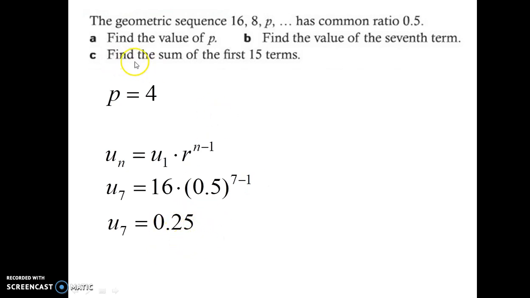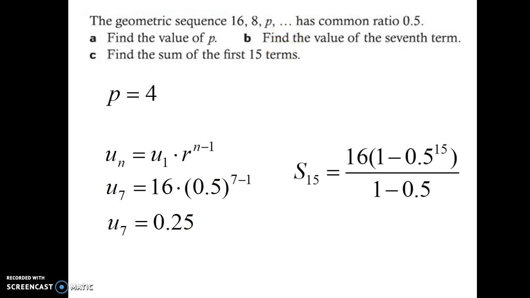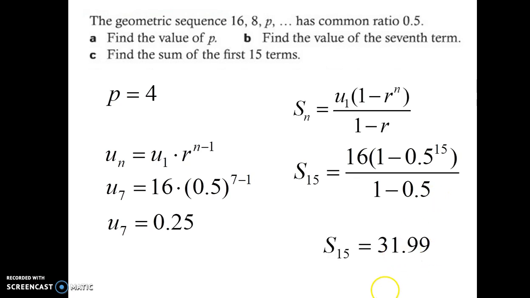And final question says, find the sum of the first 15 terms. So now you're finding the sum. If you wrote out this sequence, all 15 terms, I guess you could write all 15 out and then just do 16 plus 8 plus, but the formula is much quicker, so try the formula. All right, here's sum of the first 15. First term, 1 minus the ratio to the 15th power, and 1 minus the ratio. Again, make sure you punch in carefully, and hopefully you got this answer here.